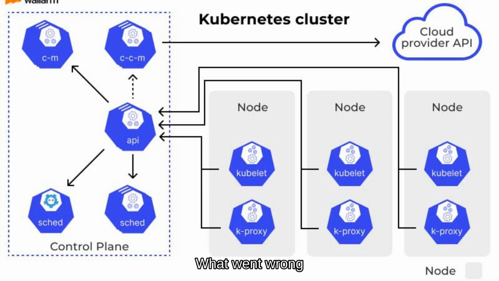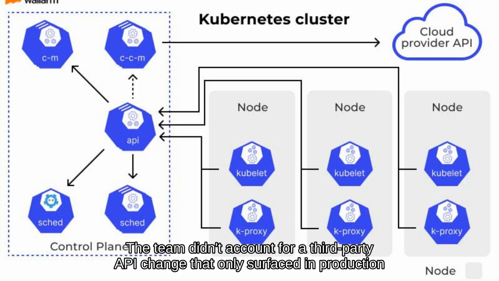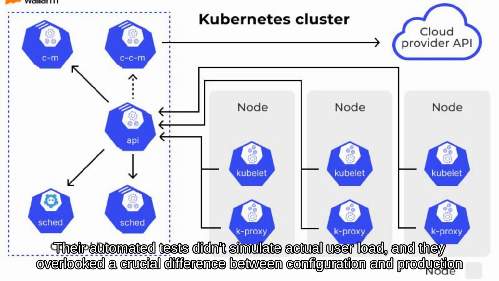What went wrong? The team didn't account for a third-party API change that only surfaced in production. Their automated tests didn't simulate actual user load, and they overlooked a crucial configuration difference between staging and production.